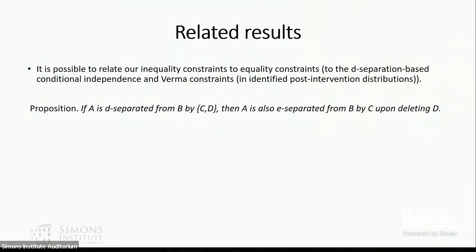So the first related result is that it is possible to relate our inequality constraints to equality constraints. For example, to the ones related to the conditional independence, but also to Verma constraints. And it is done through this proposition: if A is d-separated from B by the set CD, then A is also E-separated from B by C upon deleting D. So every time we have a d-separation relation, we'll also have a corresponding E-separation relation. But this doesn't work the other way around.